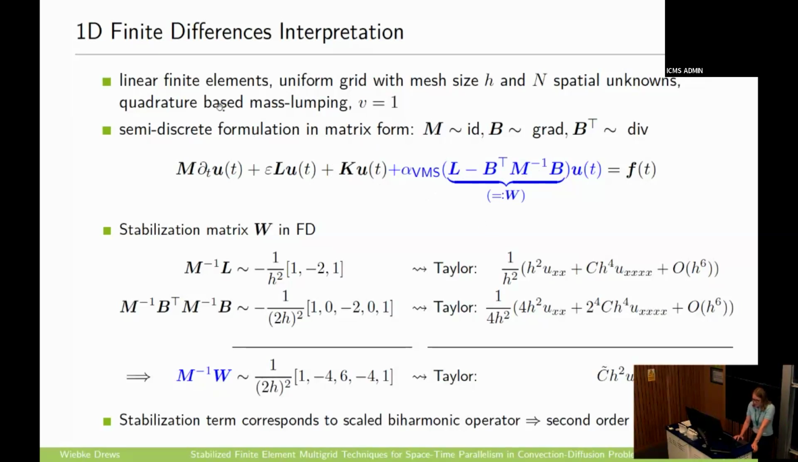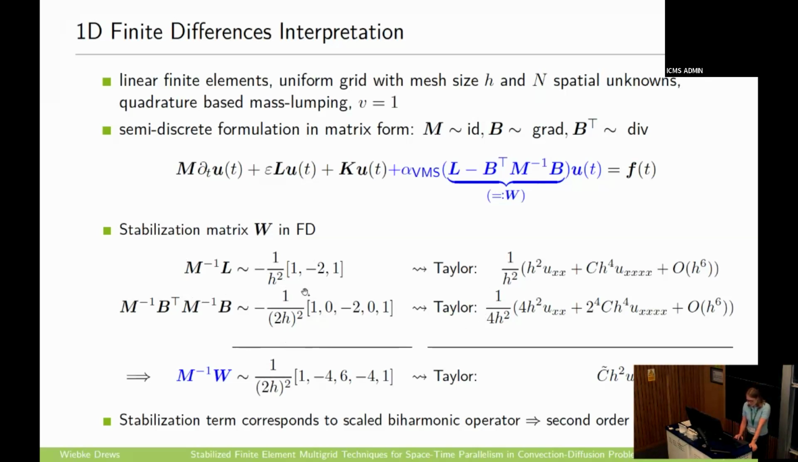Because we use quadrature-based mass lumping, we can now multiply by the inverse of the mass matrix, and we come to finite differences. And in this context, we see, okay, these two here can be written like this. And this looks quite familiar because it's the second order central difference quotient of the second derivative. And here, just with a larger mesh size, which is 2h. So we can also write down the Taylor expansion here.